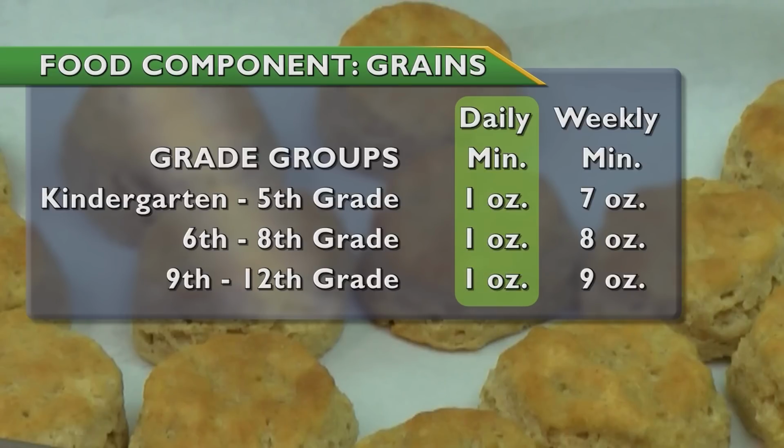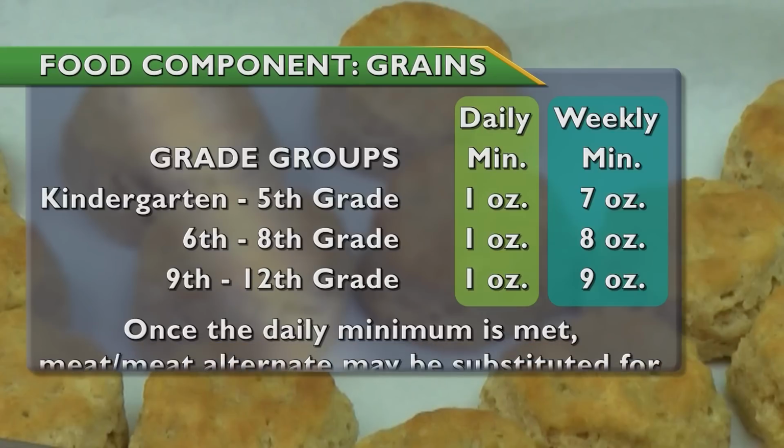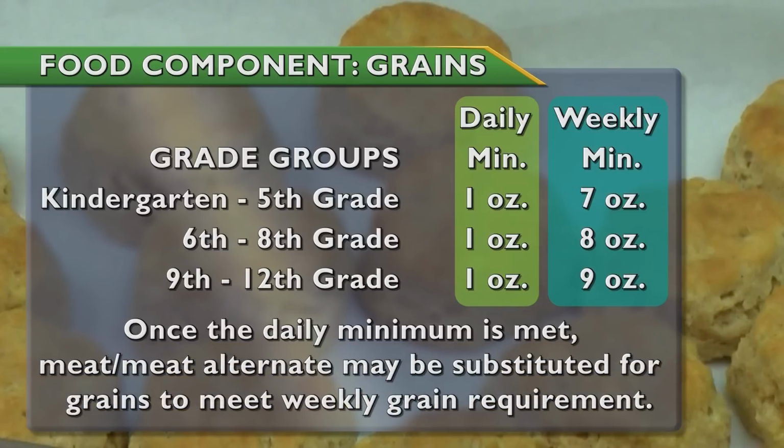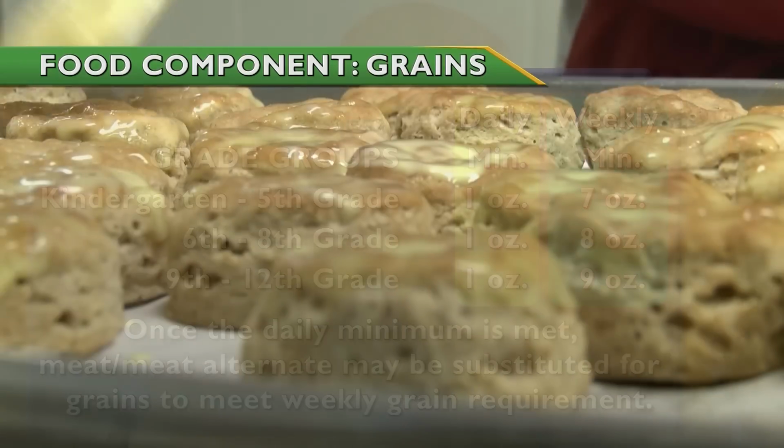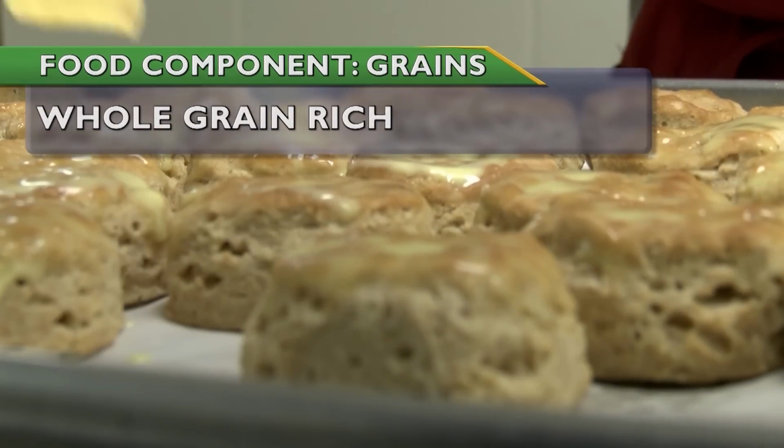However, on most days a larger serving will be necessary in order to meet the weekly requirement of 7, 8, and 9 ounces. Once the daily minimum is met, a meat alternate may be substituted for grains to meet the weekly grain requirement. The grains offered must be whole grain rich.